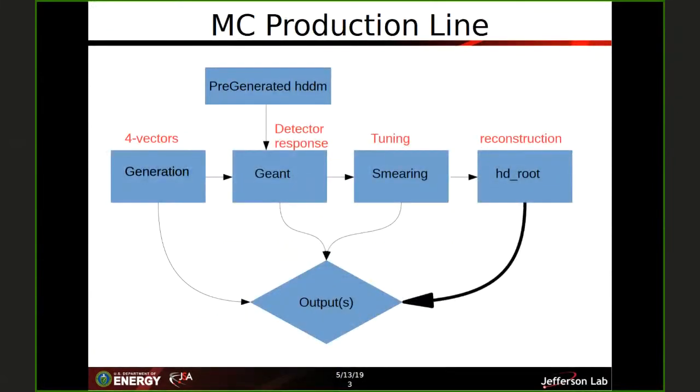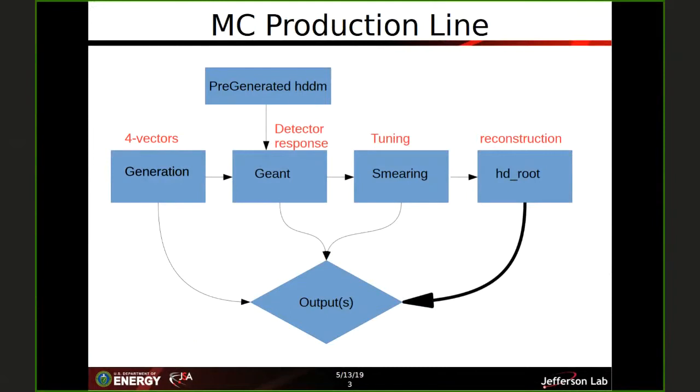So what is the production line? What does it look like? Essentially, there are kind of four modules to get Monte Carlo. You start with your four vectors at the generation. Those get fed into JONT, which actually does a simulation of the detector responses.